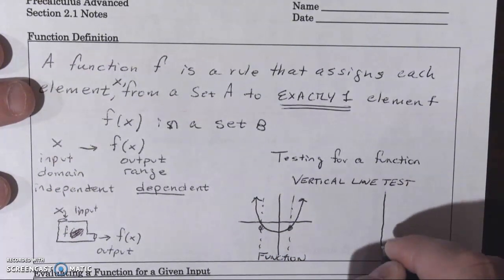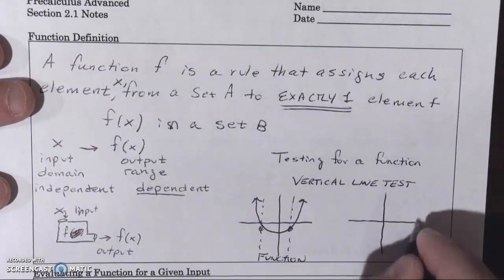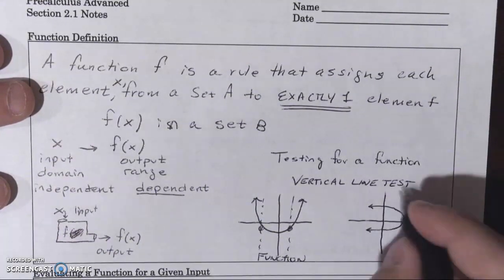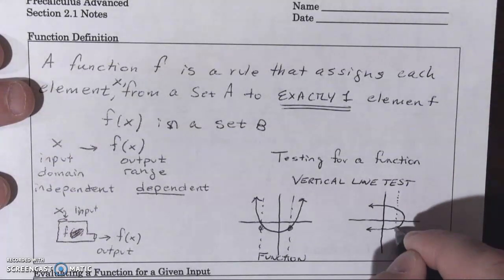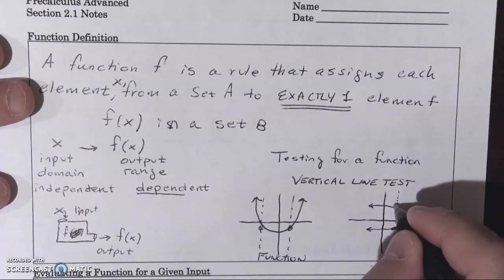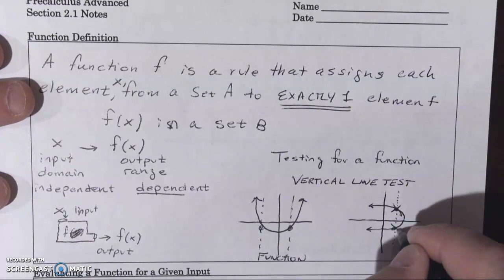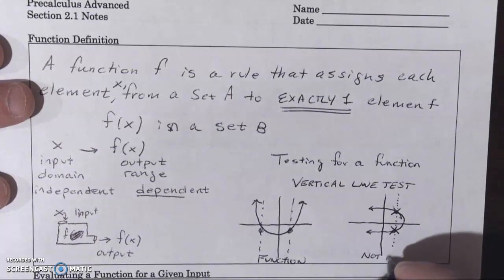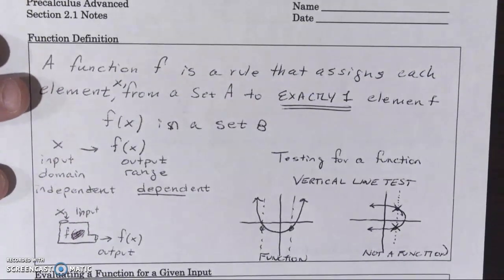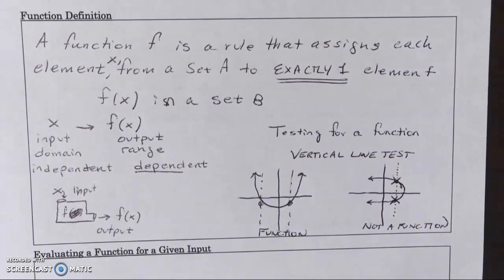If I actually turn that parabola sideways, which is something that you guys probably haven't worked with too much because it's not a function, as you can see, I draw a vertical line through that. That vertical line crosses this relation, this graph, at two places. This is not a function. Pretty simple, we've learned it before, and now we can move on.